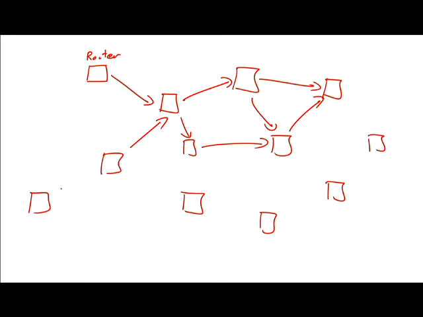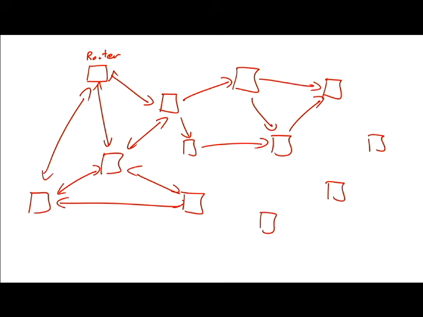Suppose that these routers all have lines to them. This is my sloppy way of drawing lines. Actually, I should do them bidirectional, just for fun. So suppose I have this mesh of routers, and information can go either way.